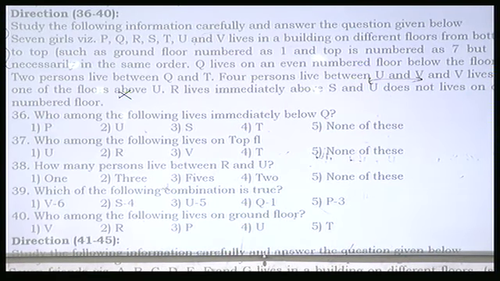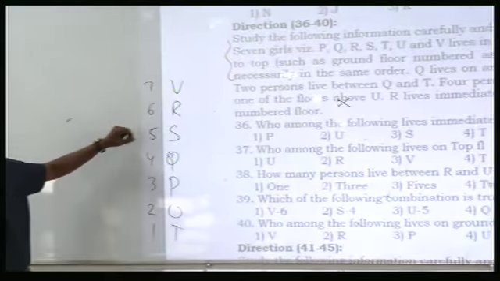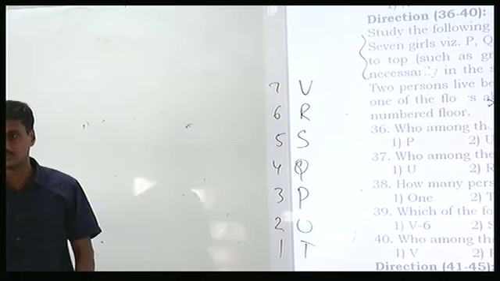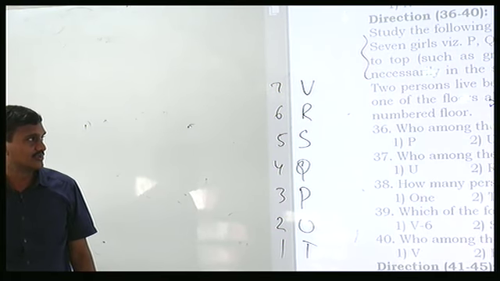For these types of questions, row arrangement or floor arrangement, where should we always start? With the maximum number of persons in between, then you will get the minimum possibilities. Here there are four persons in between U and V. If V is here, U will be here, one possibility. V here, U here, another possibility. Only two possibilities. Or else if you start with the two persons in between Q and T, there will be 7 possibilities.